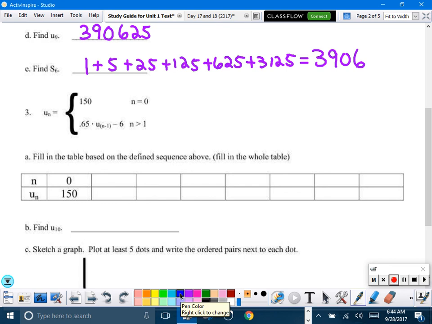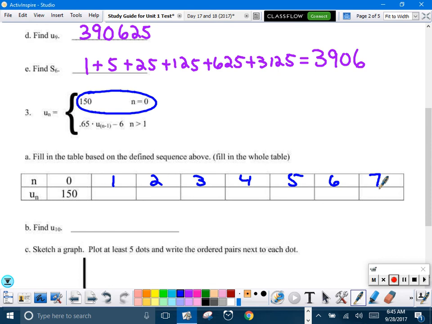All right, so in this problem, the top tells us how to start. It's already in the table for you: 0 on top, 150 underneath. Complete the top. The second row tells us what we're going to be doing, so I'm going to write it underneath. First we are multiplying by 0.65, and then we're subtracting 6. Multiplying by 0.65, subtracting 6.